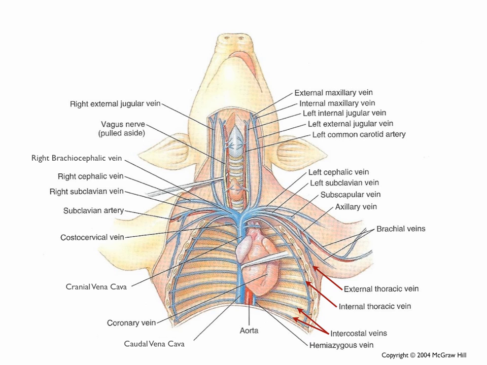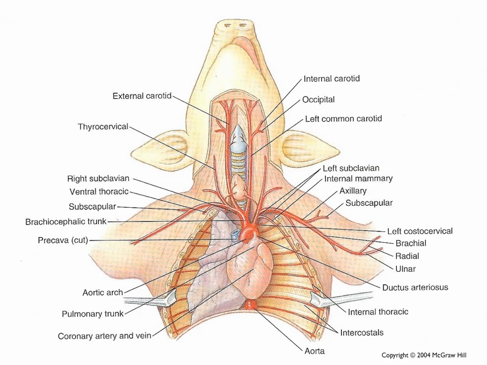In the body, the veins overlie the arteries. Therefore, to view the vessels of the arterial system, the veins must be removed. In this figure, the veins have been extracted, revealing the arteries. Let's begin by focusing on the heart.